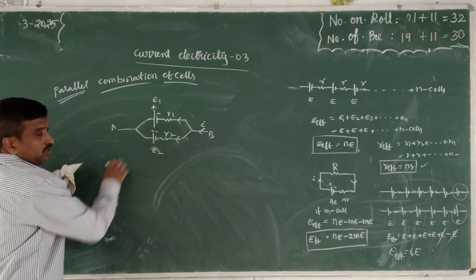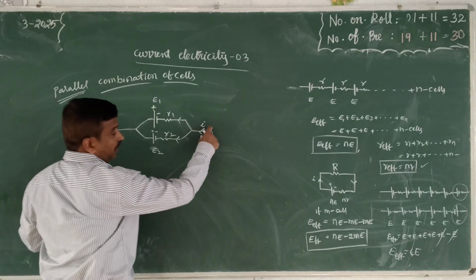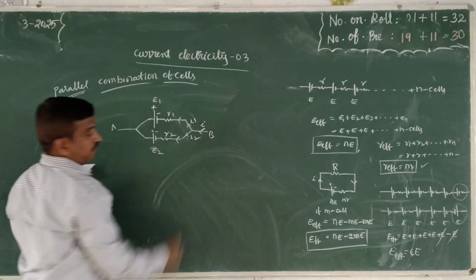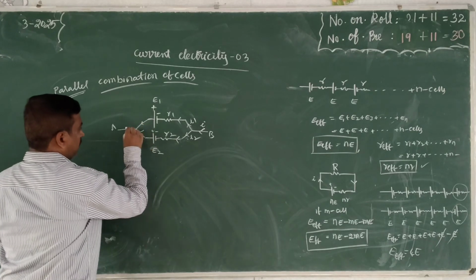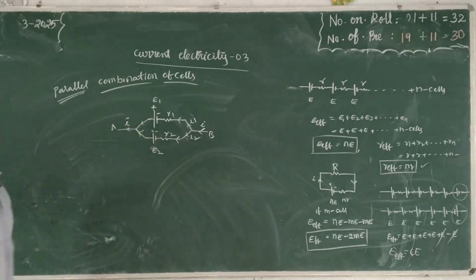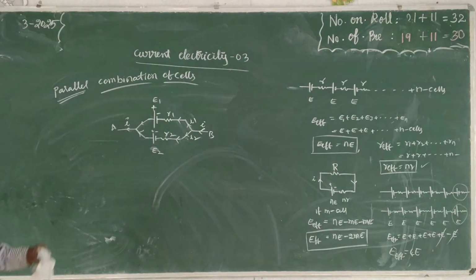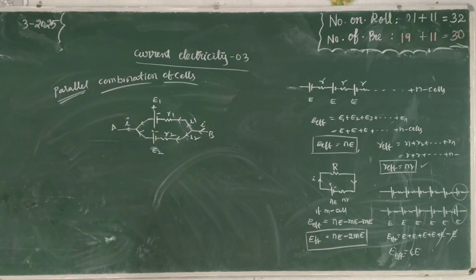In a parallel combination of cells, here see current I. Here it is divided into I1 and I2, and again here they combine and come out as I. So this is what happens in the parallel combination of cells. In this case we can take a loop, by using Kirchhoff's voltage law, and find the effective EMF and effective internal resistance.